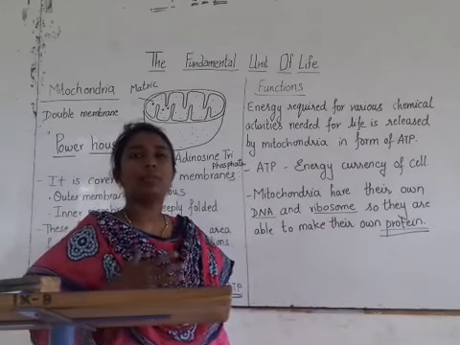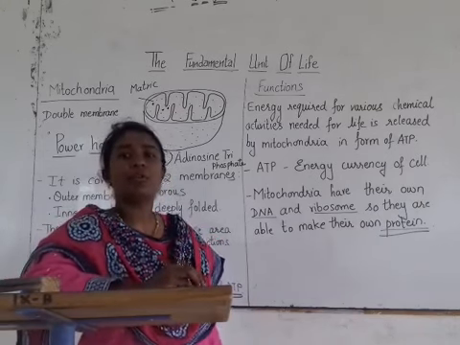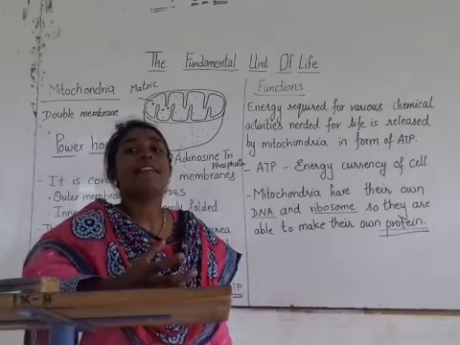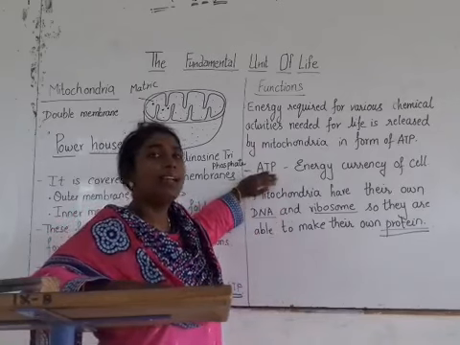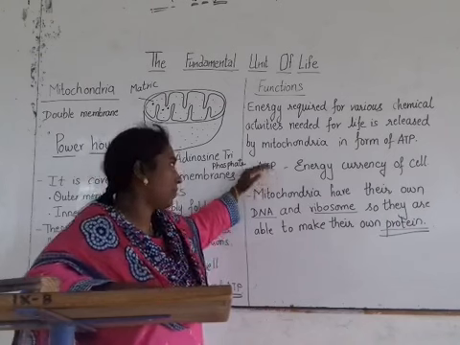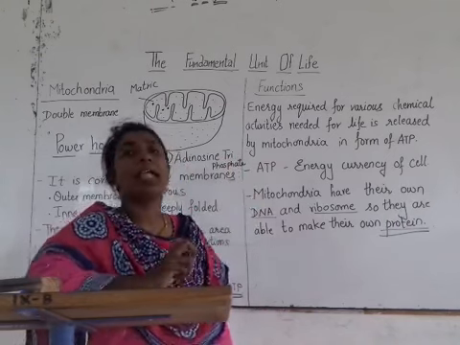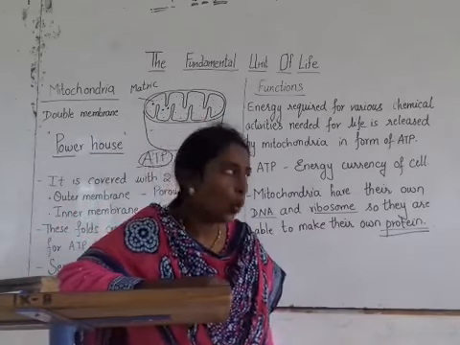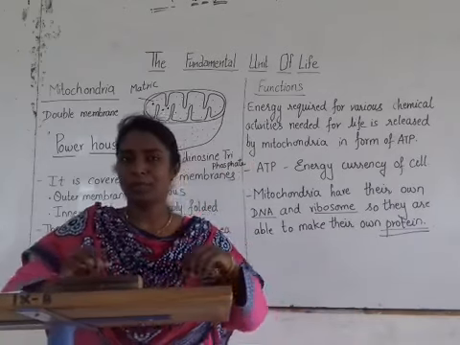Now how is it released? You will be studying that in 10th standard. For your level, it is enough that energy is stored in the form of ATP, and whenever energy is required, mitochondria releases the energy. And as I said, ATP is called the energy currency of the cell, and mitochondria is called the powerhouse of the cell. And one more important point, mitochondria has its own DNA and ribosomes, and using this DNA and ribosome, it produces its own protein.